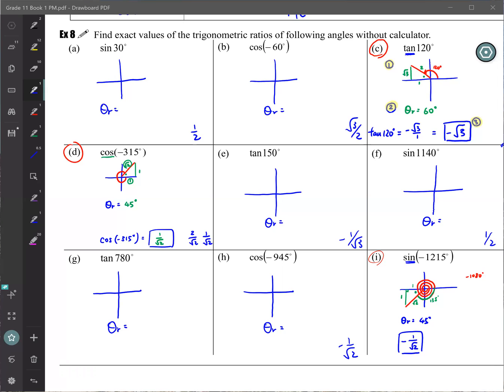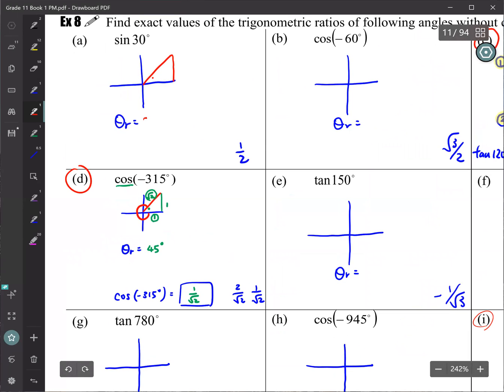Okay, let me go over A first. A is the 30-degree only, right? So that one's easy. So 30 degree is the reference. If it's 30 degree, it's the small angle, small side, so we'll be 1, √3, 2. We want sine. Sine is opposite over hypotenuse. So 1/2. And first quadrant is everything positive. So that one is correct. Very good.